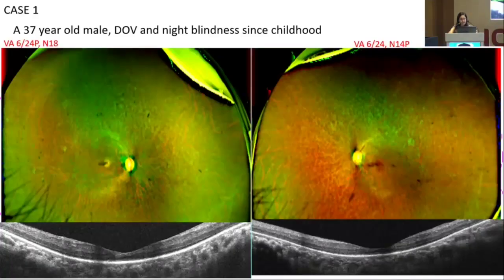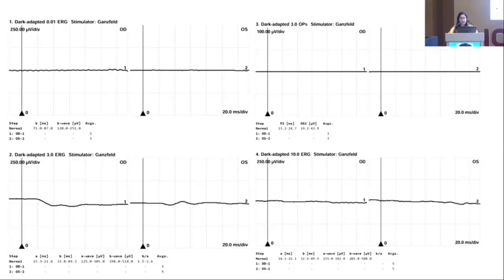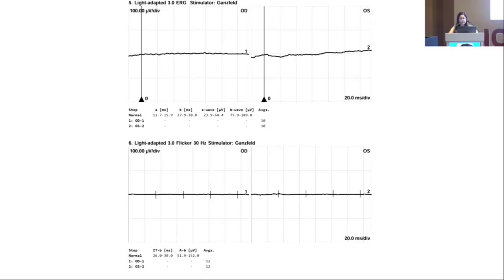So there are two cases. The first one is a case of retinitis pigmentosa. When we did the ERG, there were completely extinguished waveforms in the first four dark adapted and also in the light adapted.